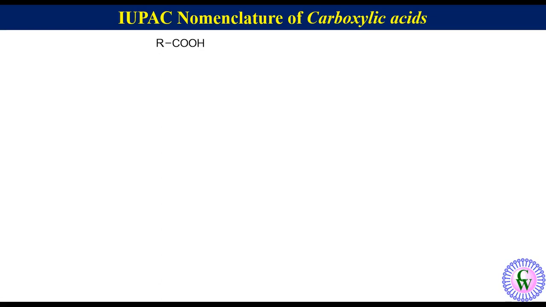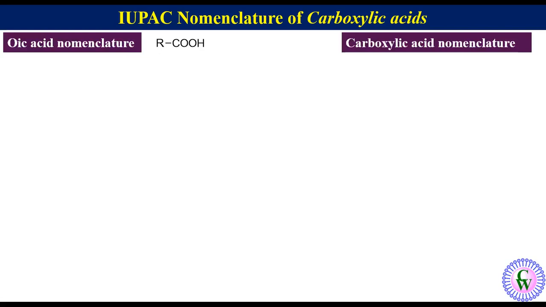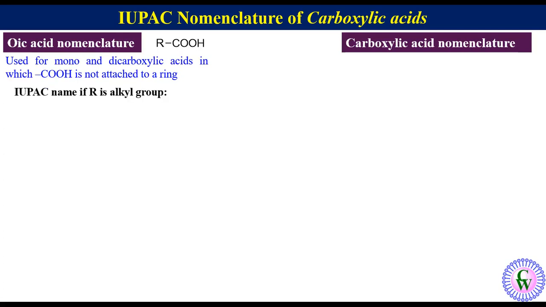acids. Depending upon the structure and the number of carboxylic acid groups, there are two types of nomenclature: oic acid nomenclature and carboxylic acid nomenclature. Let's first focus on oic acid nomenclature. This nomenclature is used for mono and dicarboxylic acids in which carboxylic acid group is not attached to a ring. If R is an alkyl group, then it is named as alkanoic acid.